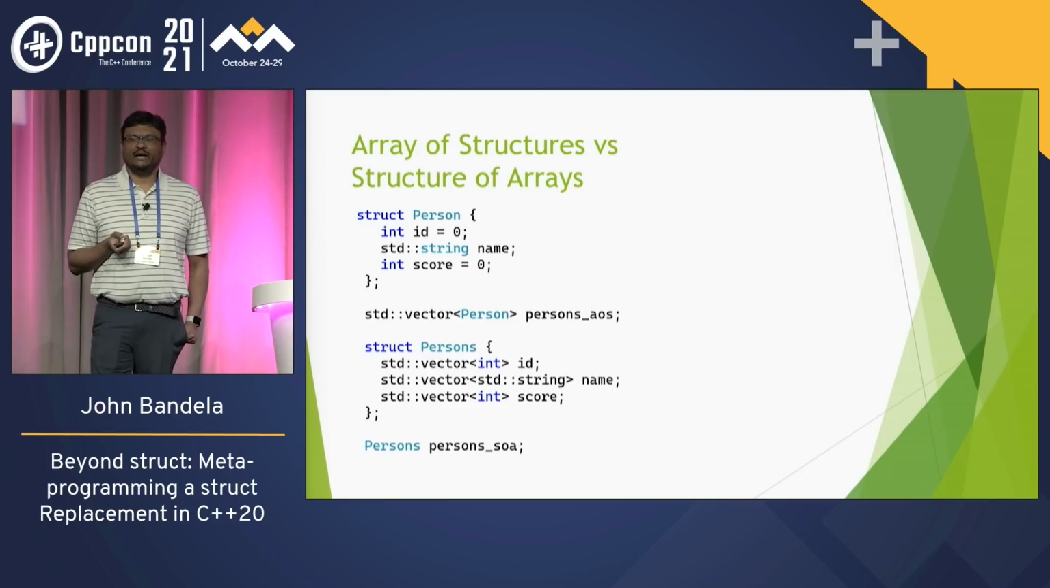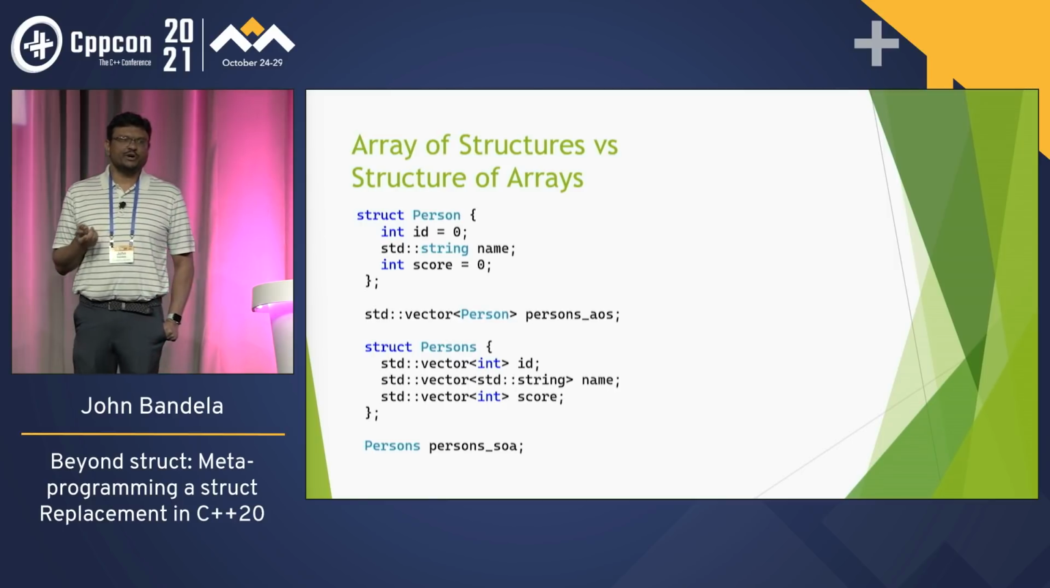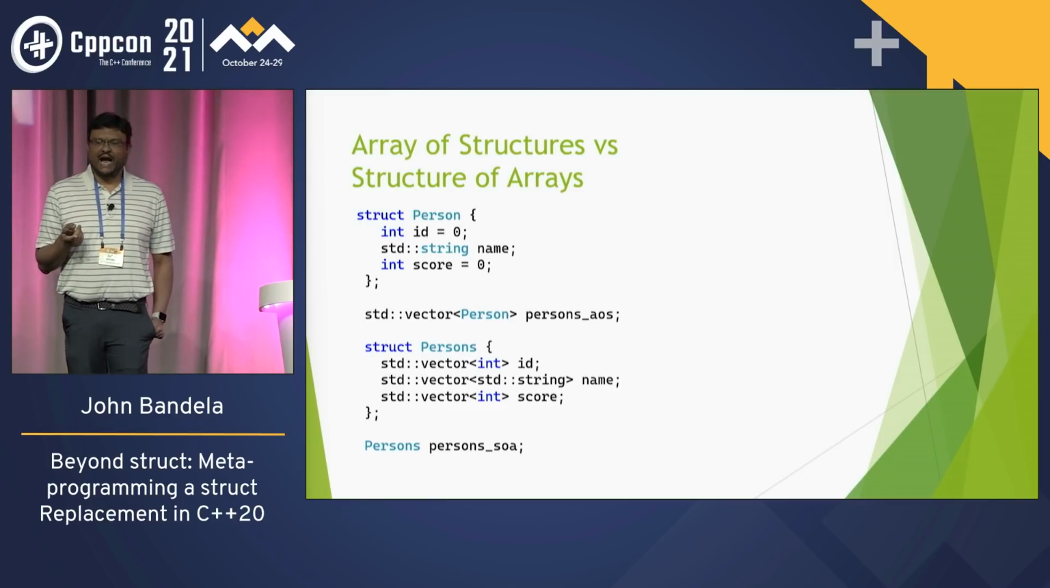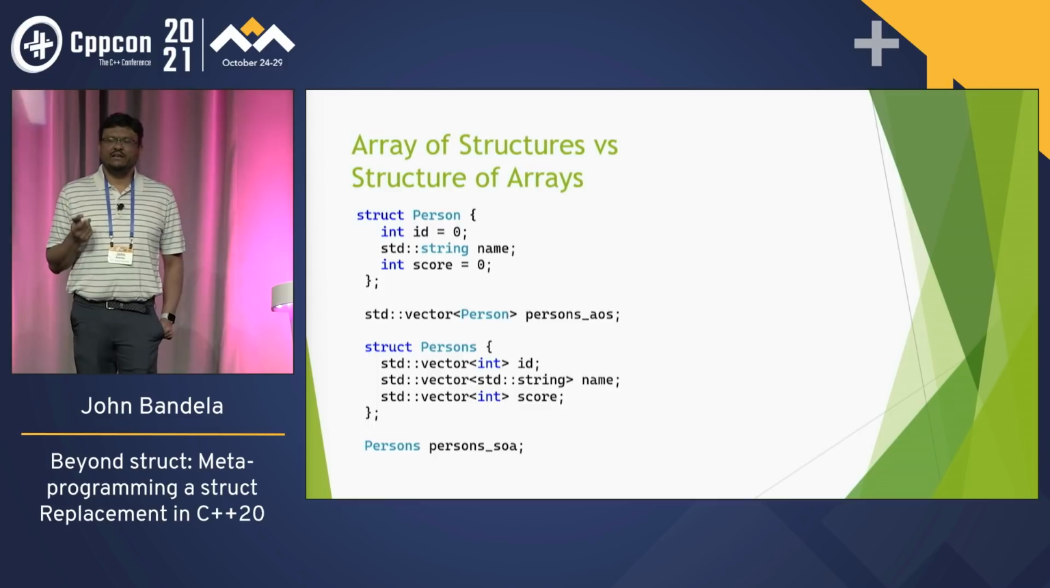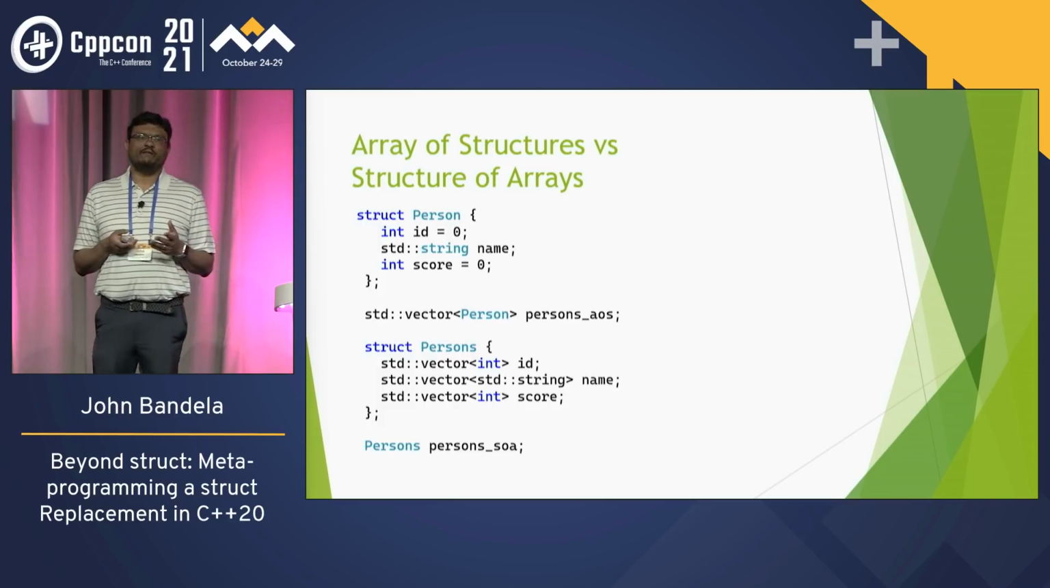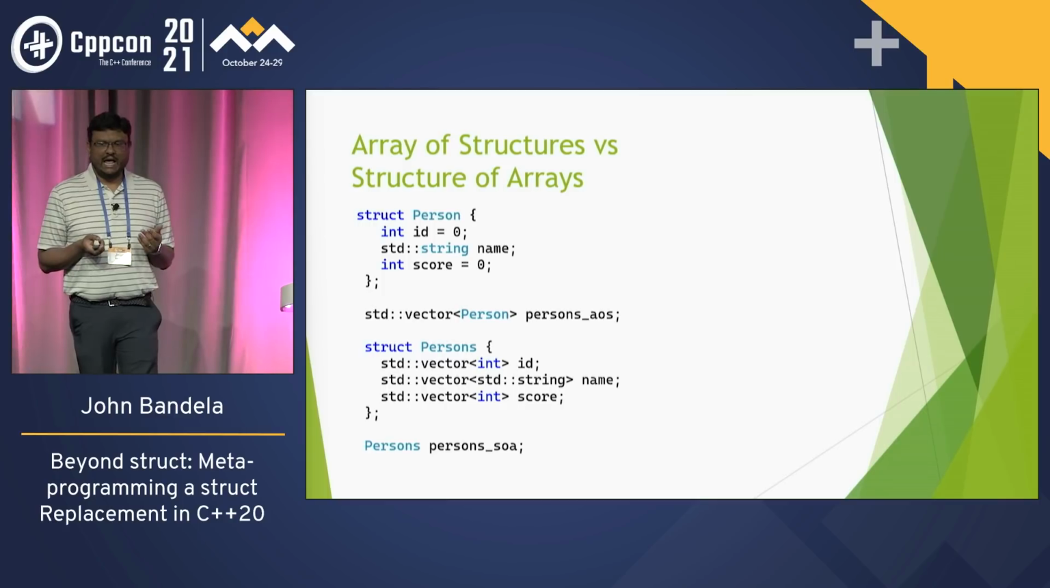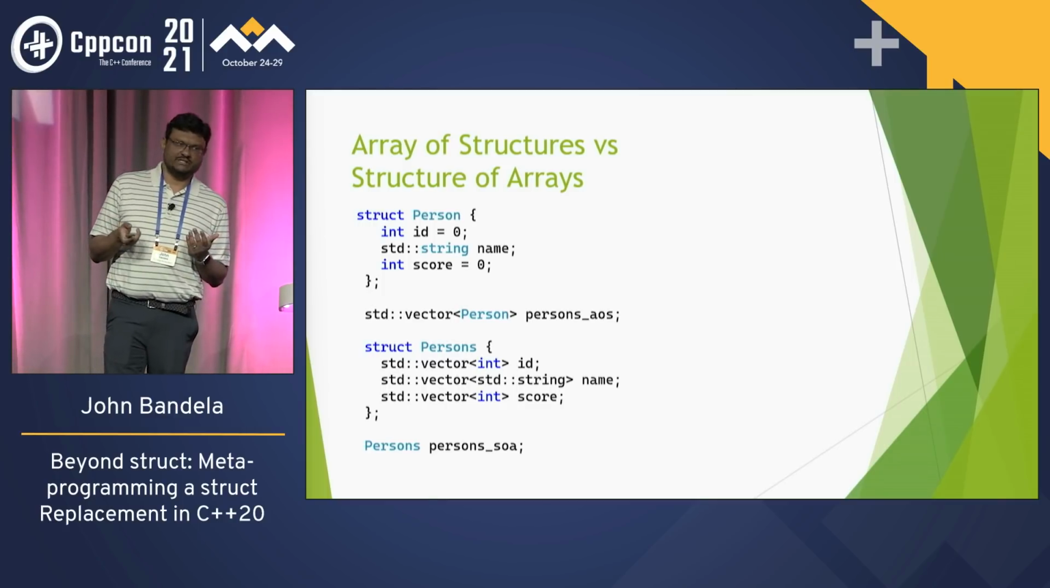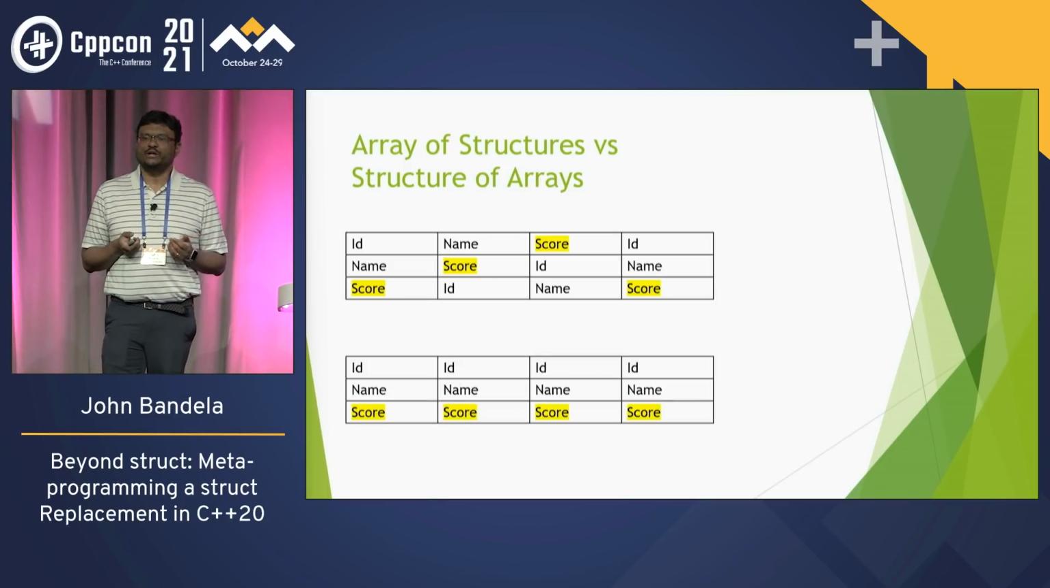The other way of doing it is as a structure of arrays. So we have persons, and each item is an individual vector. We have a vector of int for all the IDs, a vector of string for all the names, and a vector of int for all the scores. And we call that persons SOA. Why would you want to do that?